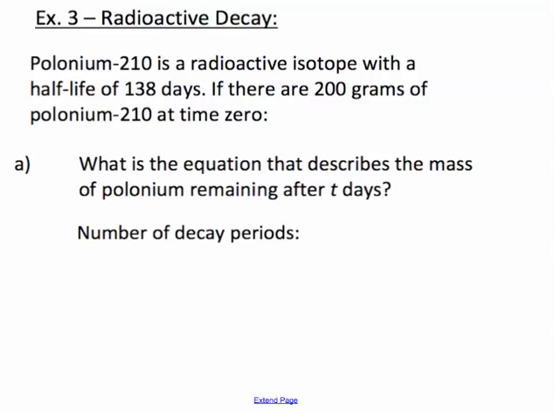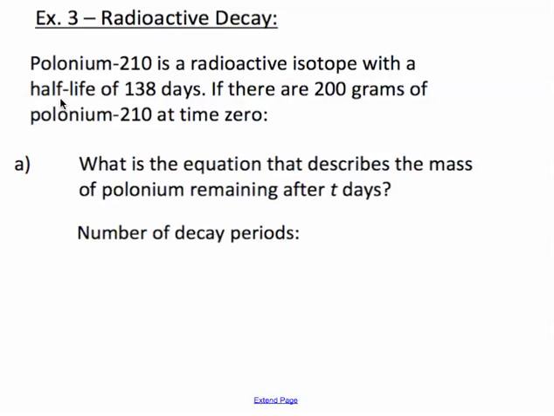So let's look at another common example, radioactive decay. And here's a typical sort of question. Polonium-210 is a radioactive isotope with a half-life of 138 days. If there are 200 grams of polonium-210 at time 0, the first question is, what's the equation that describes the mass of polonium remaining after t days? So you start with 200 grams, how much is left after t days?